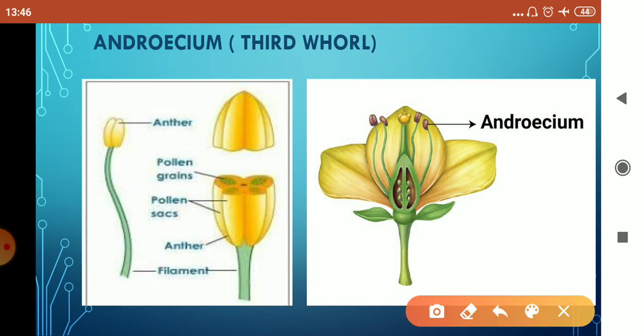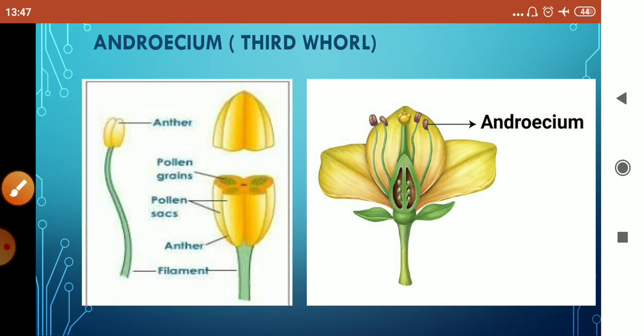Children, if you are going to cut the anther lobe transversely like this, then we can observe that inside the anther lobe pollen sacs are present. These are pollen sacs, and in the pollen sacs pollen chambers are there, and pollen chambers contain pollen grains. These dotted structures are the pollen grains. Now pollen grains contain the male gametes.